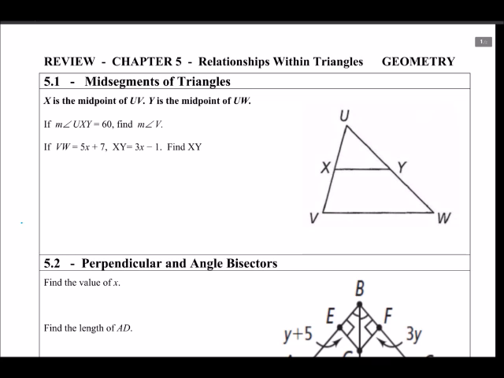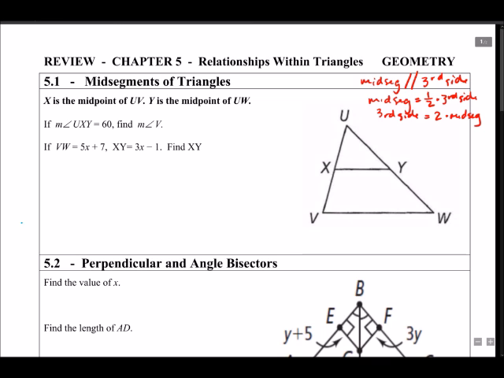So let's write those down. Our mid-segment theorem says that our mid-segment is parallel to the third side, and the length of our mid-segment is half the length of the third side. Or we can say the length of our third side is 2 times the length of our mid-segment. So let's see what we've got here.